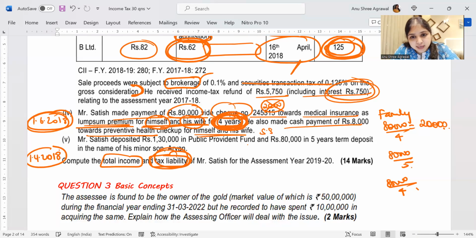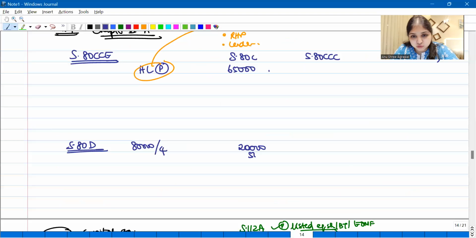Even this will go under ATD. But is cash okay? Yes, preventive health checkup can be paid in cash also. But maximum, how much we can take for preventive health checkup? Maximum 5,000 only we can take.